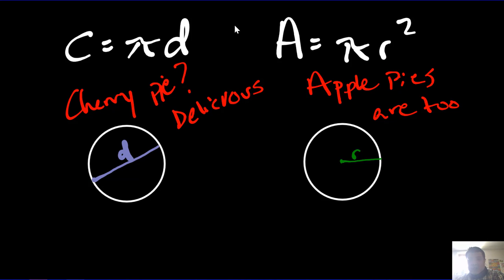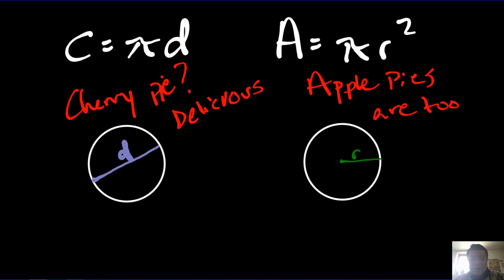Hello everyone, this is circles, area, and circumference practice. So remember that circumference is pi times diameter, also known as cherry pie, delicious. Area is apple pie, pi r squared, also known as area equals pi r squared.